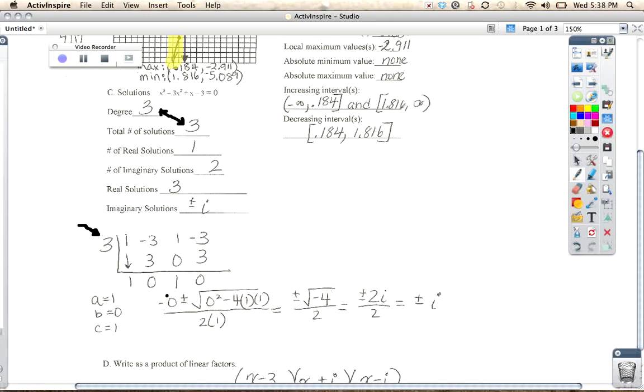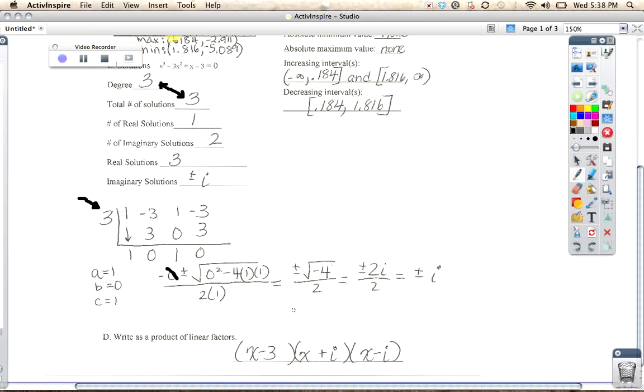Again, the 0 goes away. I really don't need that. 0 squared is 0, so I'm really just left with this plus or minus. Here's my plus or minus. It didn't go anywhere. The square root of -4. The square root of -4 is 2i. So plus or minus 2i over 2, which is just plus or minus i. So there are my imaginary solutions, plus or minus i. Now I'm going to write those as a product of linear factors. So my real solution is 3, so I write it as x minus 3. Then I write x plus i and x minus i.